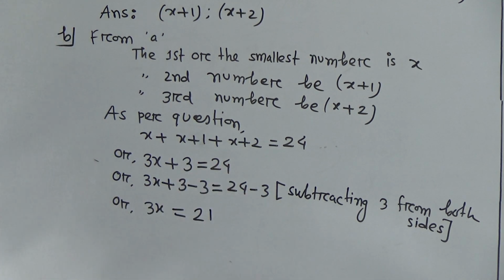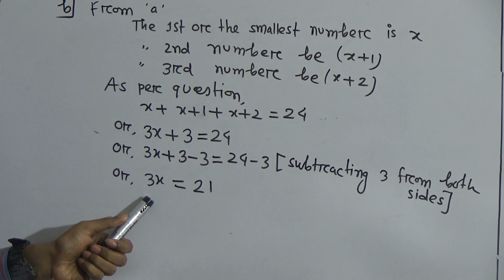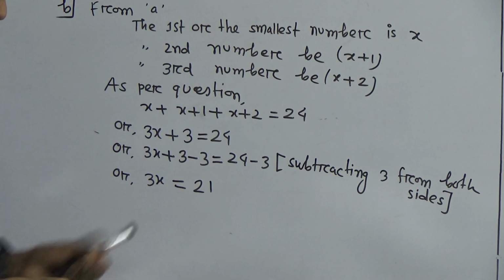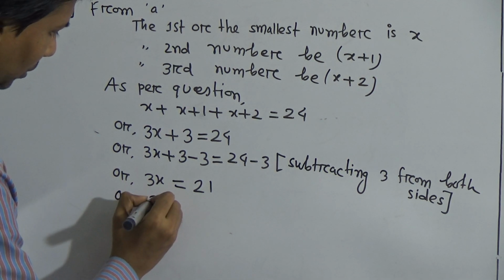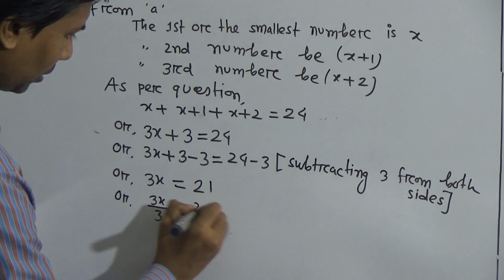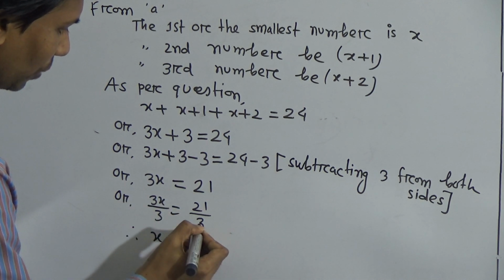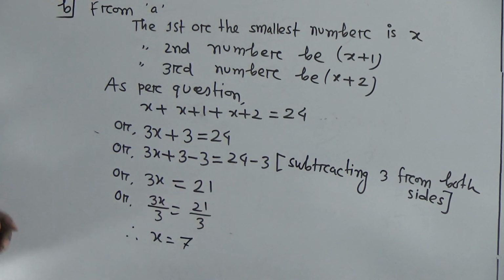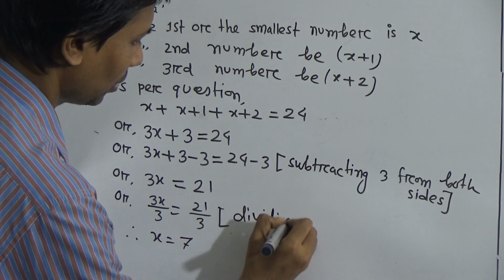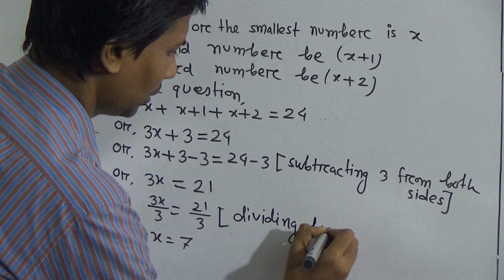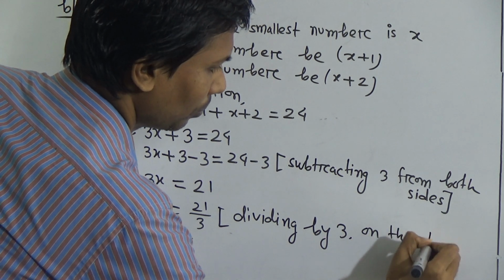21. Okay? Now you see here the coefficient of x is 3. The coefficient of x is 3. So you have to divide both sides by 3. 3x by 3, 21 by 3. The 3 vanishes, then x, you divide 21 by 3, then we get 7. Right, here dividing by 3 on both sides.